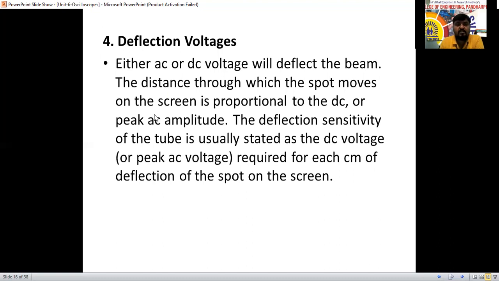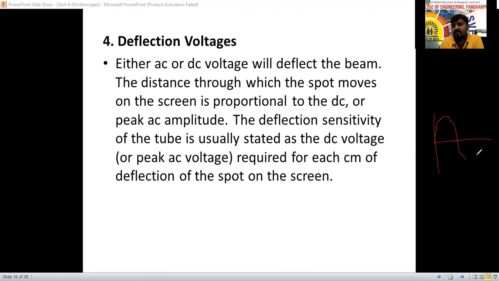So the distance through which the spot moves on the screen is proportional to the DC or peak AC amplitude here. Whatever distance the spot on the screen moves, that is proportional to the DC, or whatever the peak value is. Peak value is nothing but, here the waveform is there.